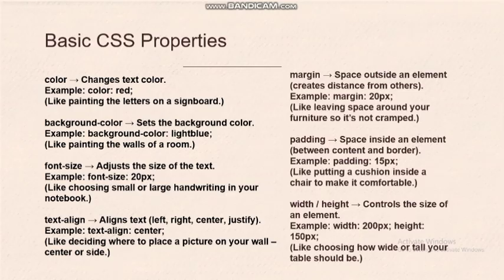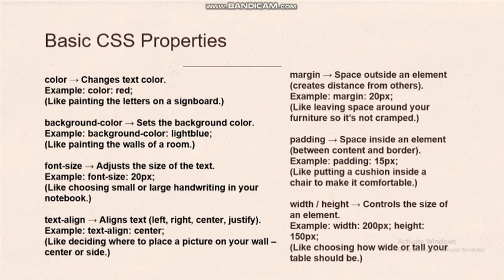Then we have margin. Margin, space outside an element. It creates distance between others. So take for instance, in your sitting room you have the furniture. What the margin does in CSS is it separates them. It gives them gaps so that they will not be too close.